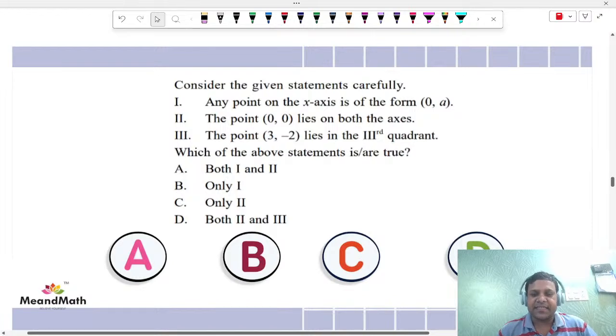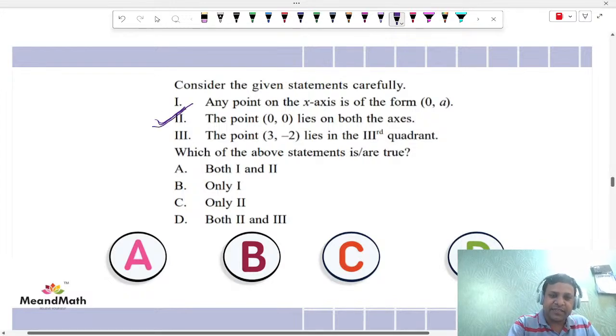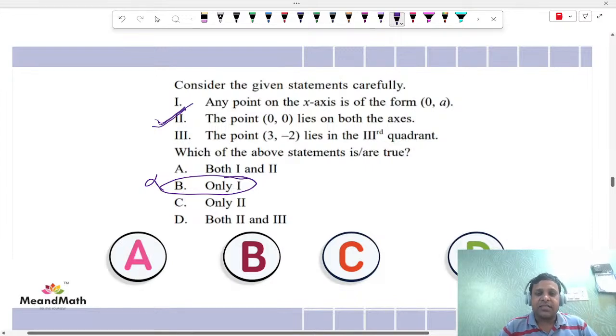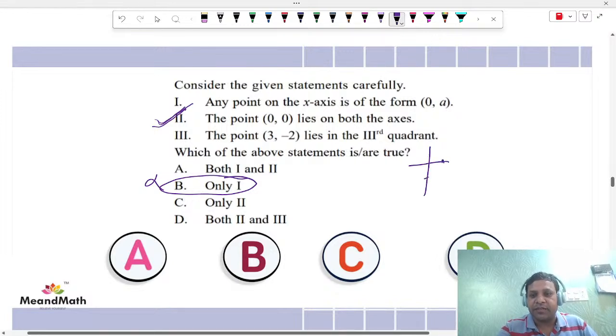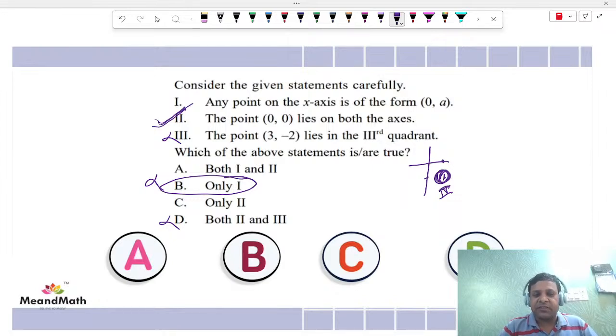Any point on the x-axis is of the form 0, a. पॉइंट 0 0 लाई ऑन द बोथ एक्सिस, ये ओरिजिन दोनों एक्सिस पे लाई करता है, ये तो सही है. यानी सेकंड स्टेटमेंट ट्रू है, तो सेकंड स्टेटमेंट ऑप्शन A, C, D में ही है. थर्ड वाला भी चेक कर सकते हैं, 3 कोमा माइनस 2 कौन से क्वाड्रेंट में लाई करेगा? यानी फोर्थ क्वाड्रेंट में. मीन्स थर्ड स्टेटमेंट रॉन्ग है, फॉल्स है, मीन्स D ऑप्शन इज आल्सो रॉन्ग. So we can choose A and C.